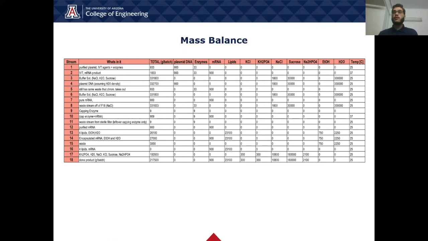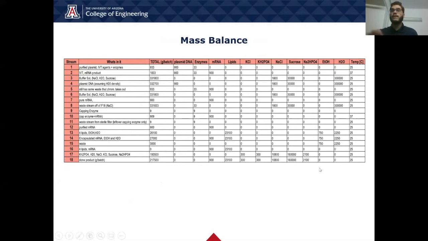We were able to construct our mass balances based on the ingredients located in the final product of the vaccine, which we obtained from the emergency use authorization issued by the FDA. Starting from stream 18, which is at the end of our process, we know that each COVID-19 vaccine contains 30 micrograms of modified mRNA and several other ingredients.